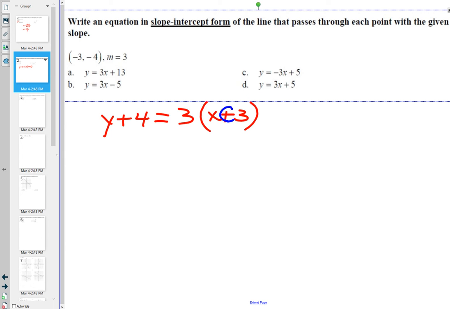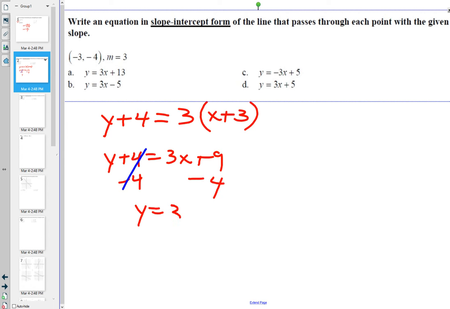Assuming that you actually know what point-slope form is, this would be the most likely culprit of you getting it wrong. People forget to change the signs, but I tried to influence that and remind you. I put an emphasis on that so that you wouldn't forget. If they wanted it in point-slope, some of these ask you for point-slope, then you'd be done. But this is slope-intercept, so you have to solve for y. So y plus 4 is equal to 3x plus 9, minus 4 on both sides. y is equal to 3x plus 5.